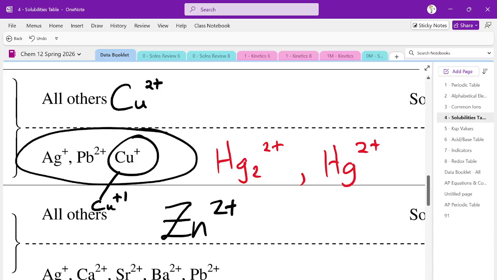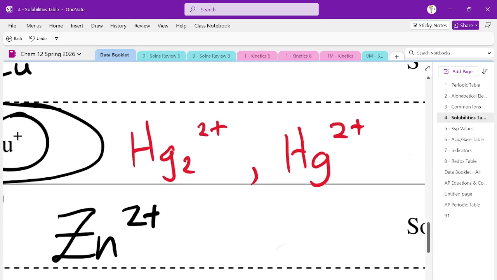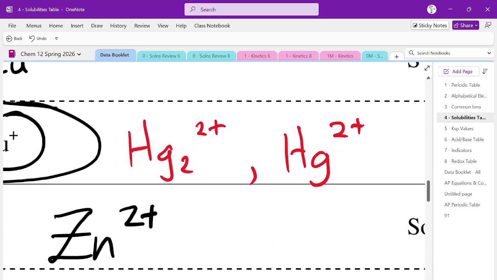I also wanted to point out that for whatever reason, we are missing on here, we've got silver, lead, and copper 1. We should also have mercury, Hg2 2+ and Hg 2+. If you wouldn't mind adding that onto your pink sheet on page 4. So you should have Ag+, Pb2+, Cu+, and then we should add in Hg2 2+ and Hg 2+. So that is mercury 1 and mercury 2.